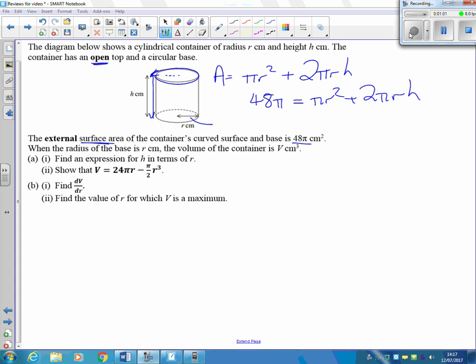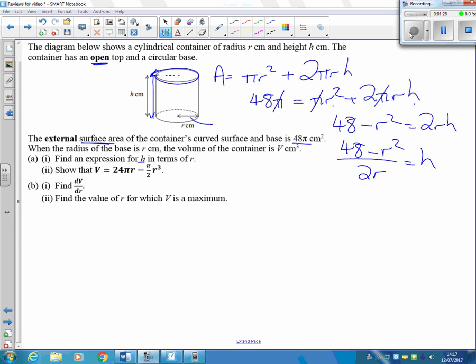There's a pi in everything, so I'm going to cancel out the pi in everything. And the question's asking us to find out what h is. So I've got my h here, so what I'm going to do is take the 48, take away the r squared, and that gives me that, and then divide both sides by the 2r, gives me that h is 48 minus r squared over 2r.